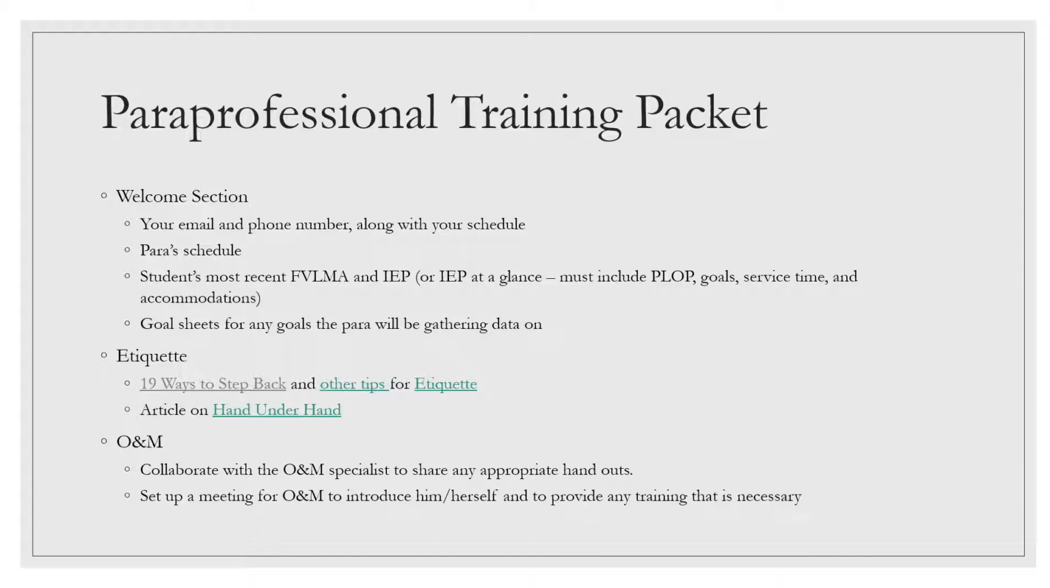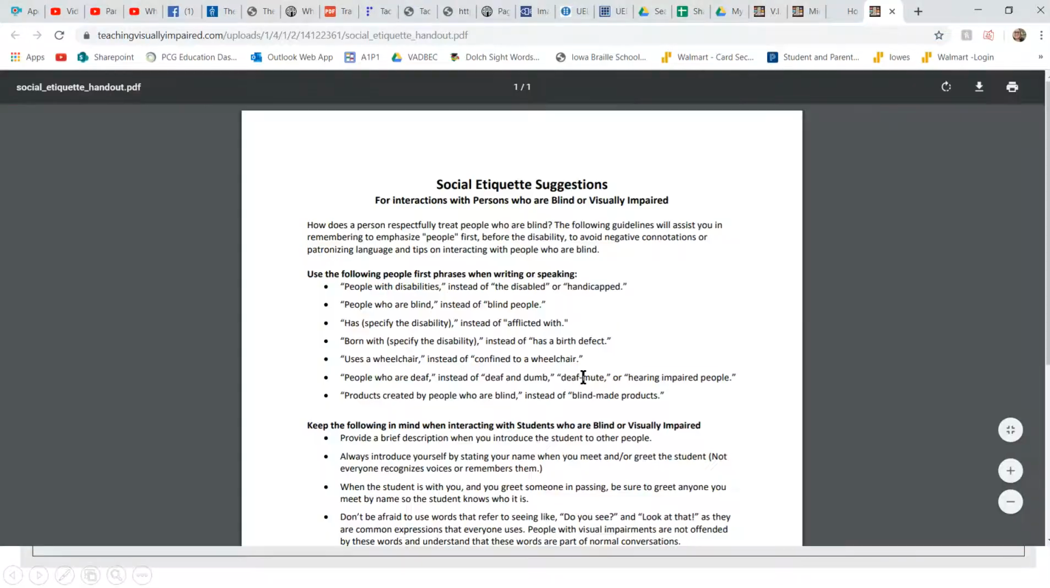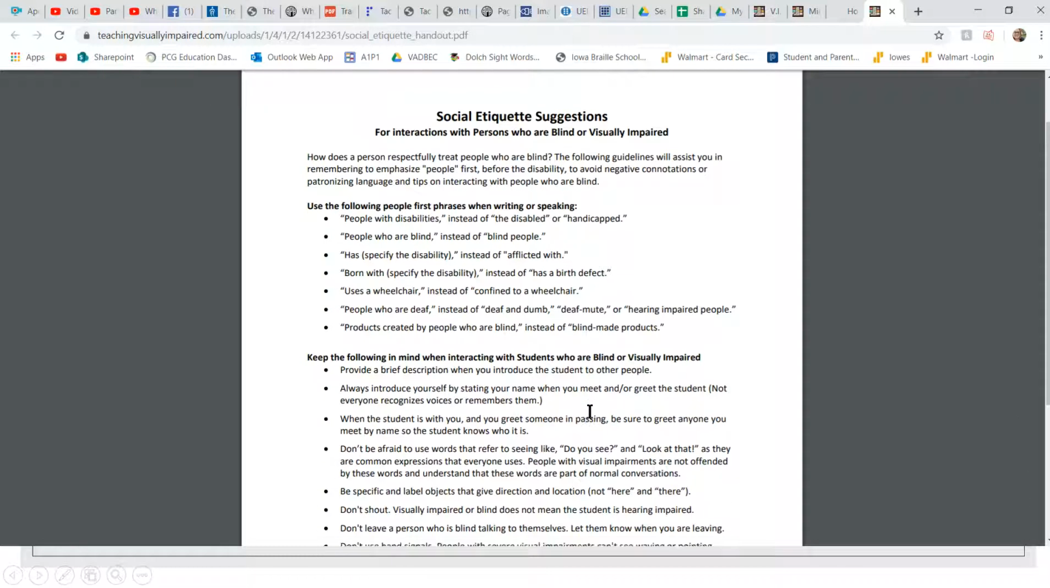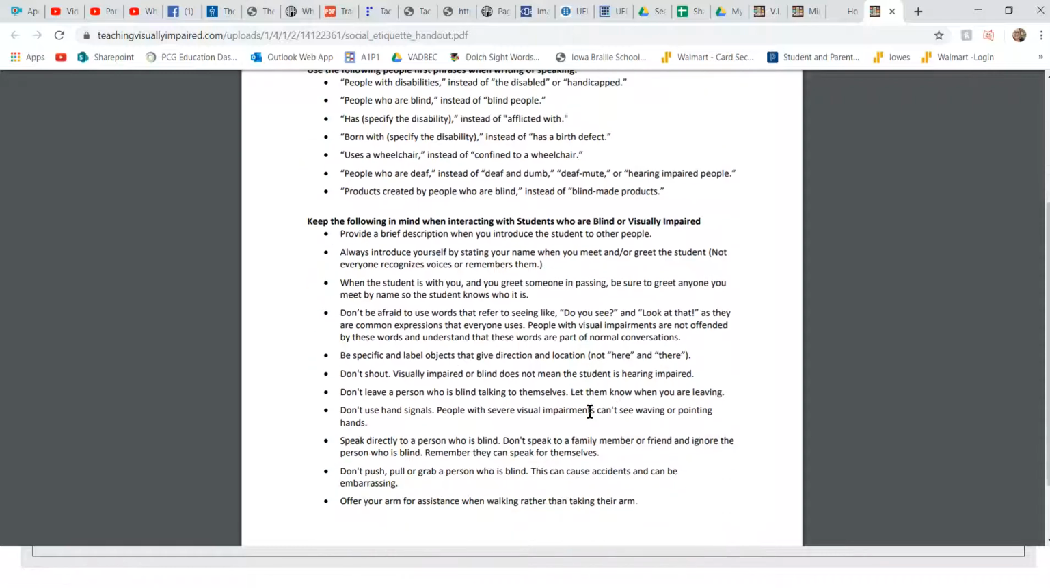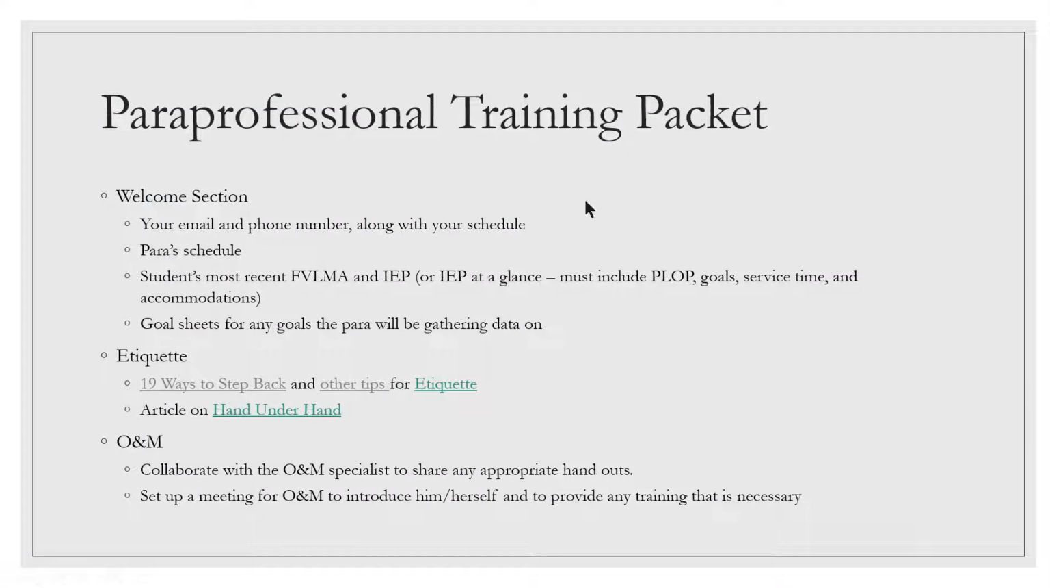So we often talk about how we can improve independence, and we look at some other tips, which is something that I just recently found. Here it is on the screen, social etiquette suggestions, and it's just another way to reiterate some of those people first phrases, ways that we can interact, and these are available from teachingvisuallyimpaired.com, and you might have to create a login in order to access some of the things that we're sharing today.